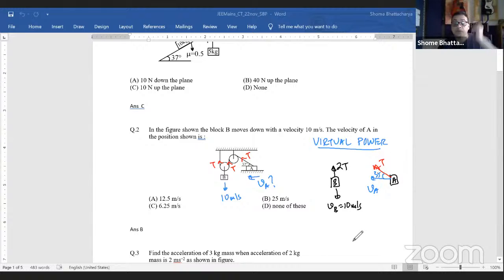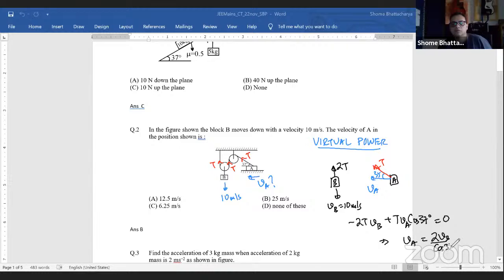Okay. So the power delivered by tension on B is how much? Minus 2T into VB. The power delivered on A is TVA cos 37 degrees, and this should be 0. So VA should become 2VB divided by cos 37. So that is 2 into 10 divided by cos 37, you know, is 4 by 5. Okay. So see that VA will become, how much will become? 25. B is the correct answer.